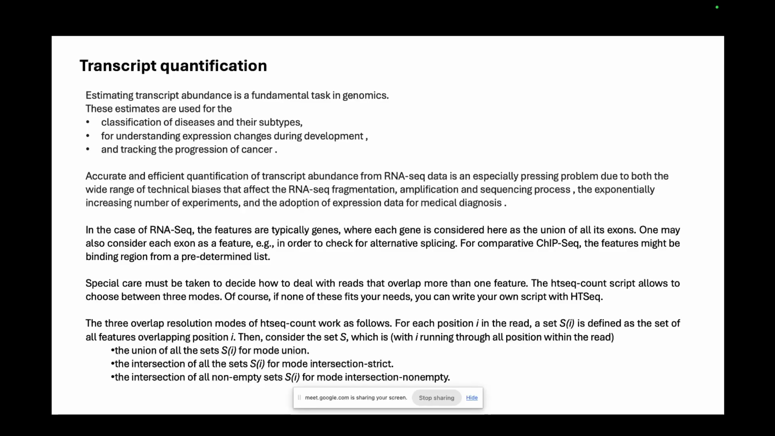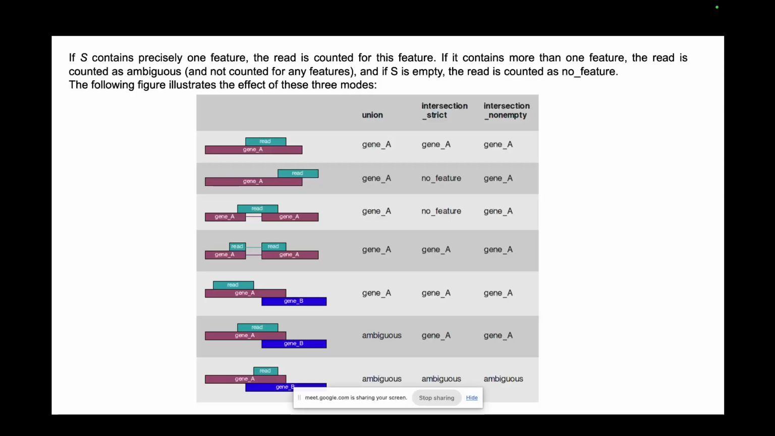Then you have intersection. So for that point, do you take all the reads that are mapping in and around that region, or do you take the strict intersection of the reads that are present in that particular position, and also the intersection of non-empty sets for mode intersection-non-empty. So these are the different modes, right? If S contains precisely one feature, the read is counted for this feature. If it contains more than one feature, the read is counted as ambiguous. So the mapping of the read needs to be non-ambiguous to be counted for a feature, and if S is empty, there is no feature.